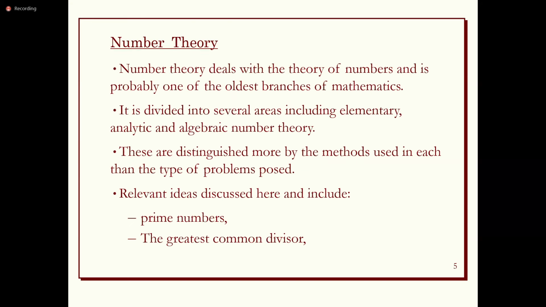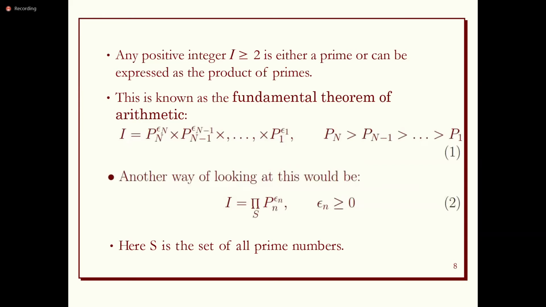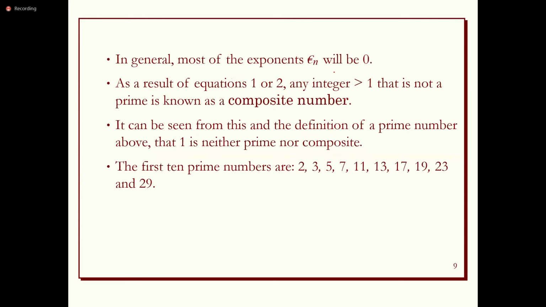So we discussed prime numbers and how we can represent a normal integer. An integer can be represented as a product of prime numbers. Every integer can be represented as a product of prime numbers. And all positive numbers other than the prime numbers are called composite numbers.